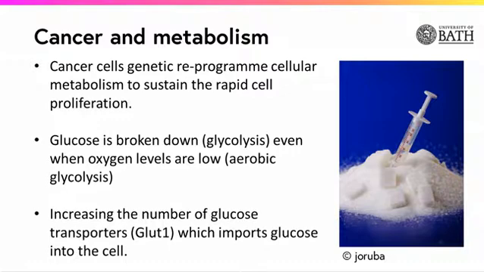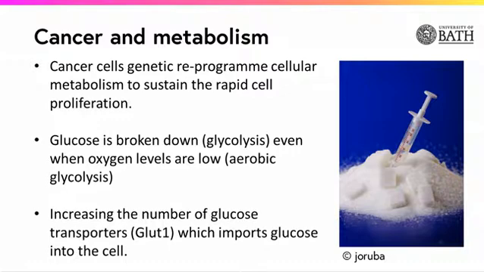And therefore, cancer cells genetically reprogram their own cellular metabolism to sustain this rapid proliferation. The way they do this is they take up glucose and break it down, a process called glycolysis. And this is done even when oxygen levels are not low, which is usually not the case, and therefore it's an abnormal glycolysis in aerobic conditions.